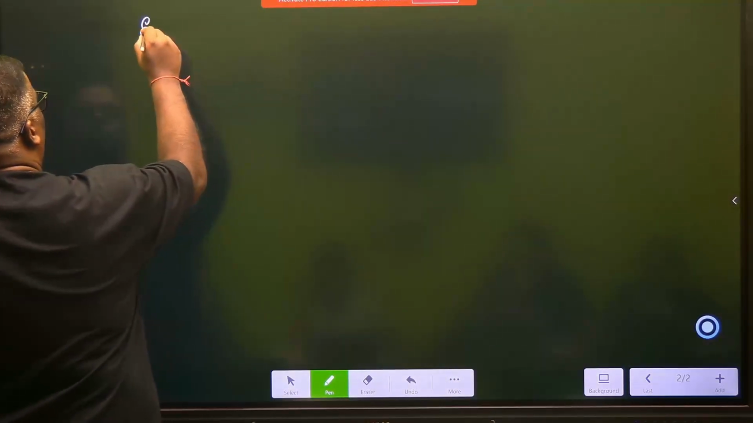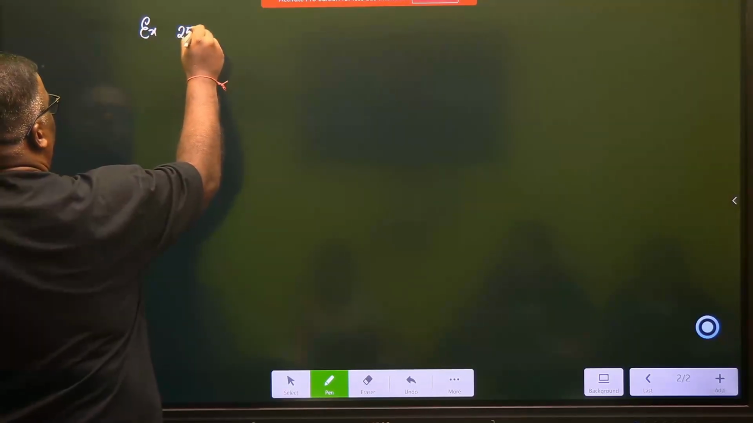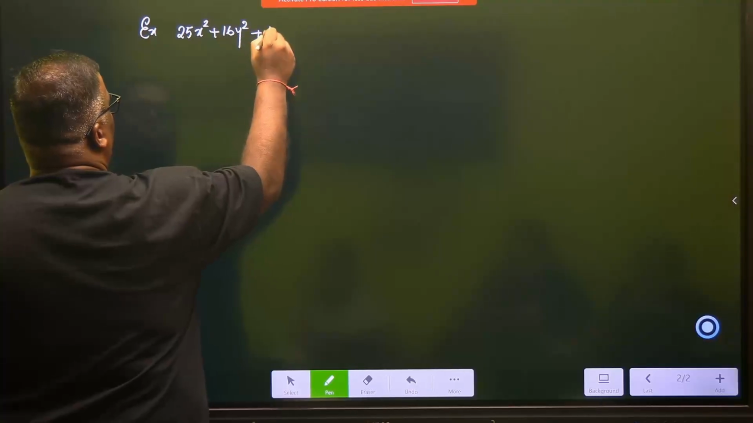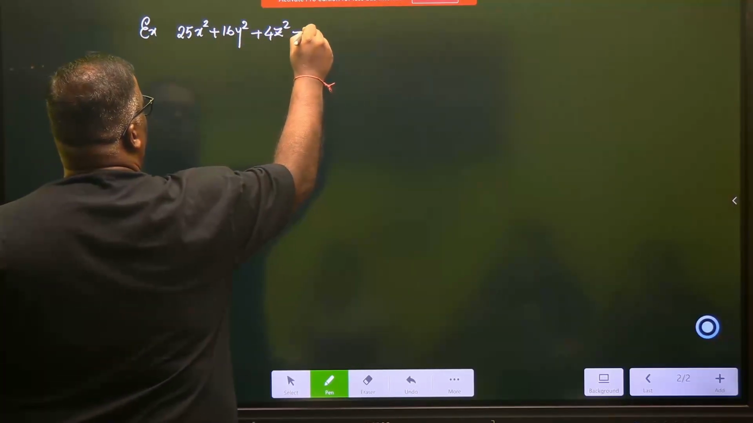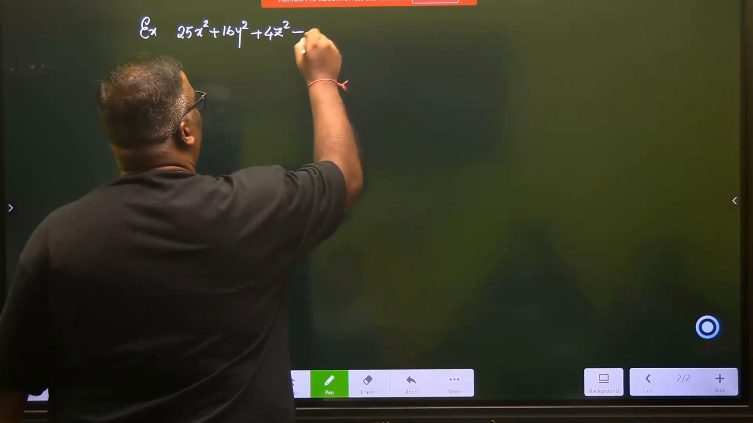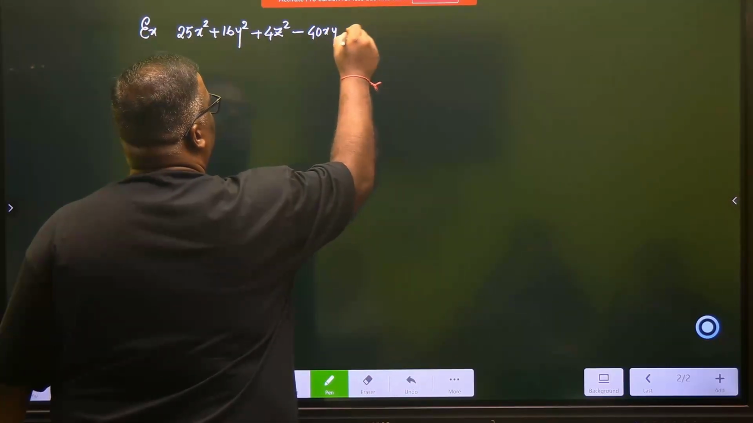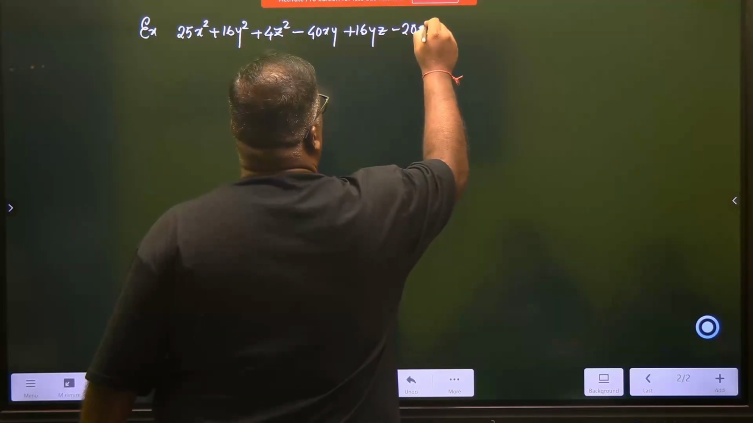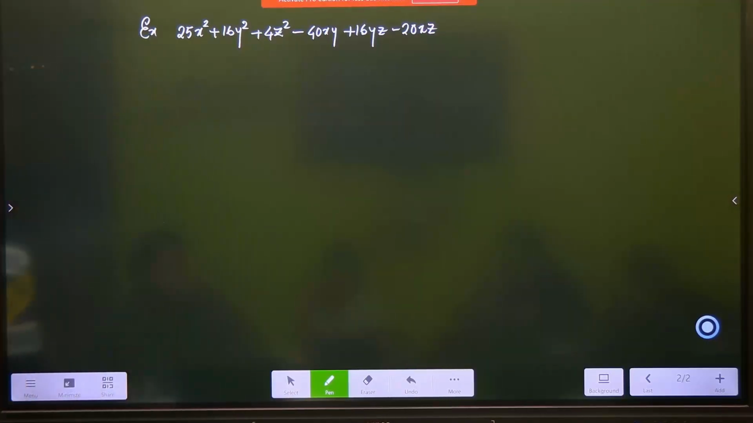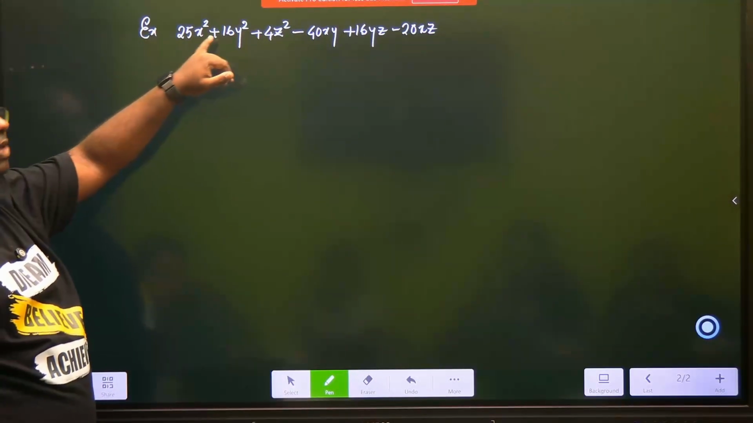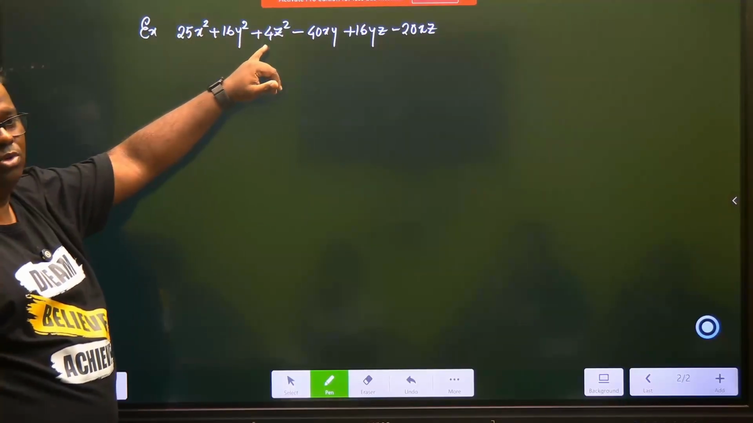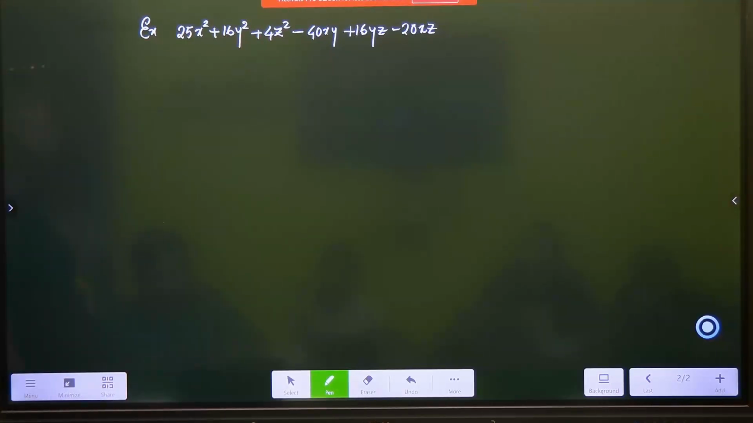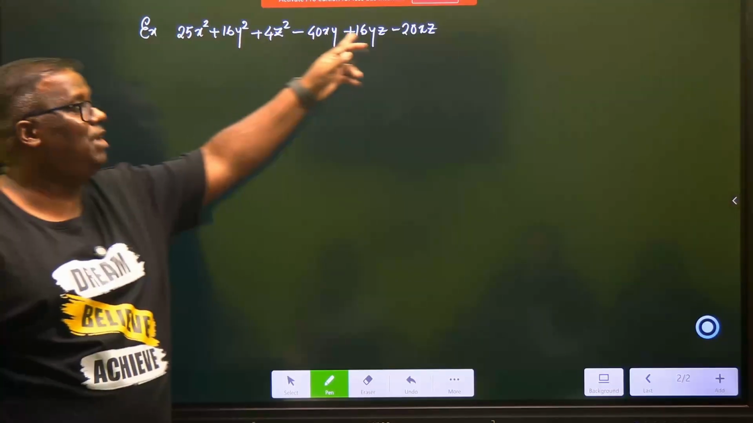So taking an example problem now. 25x square plus 16y square plus 4z square minus 40xy plus 16yz minus 20xz. Now see the problem. Looking at it, you think that this is 5x whole square, this is 4y whole square, this is 2z whole square. No, there will be a plus-minus involvement, because otherwise how are we getting minus out here?